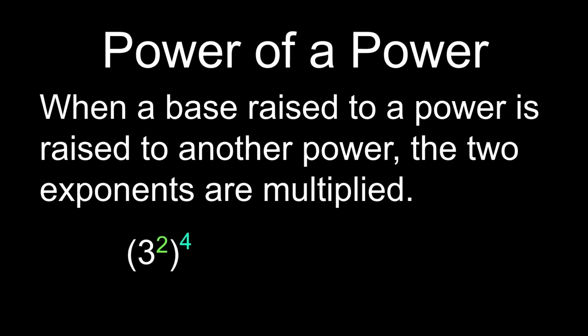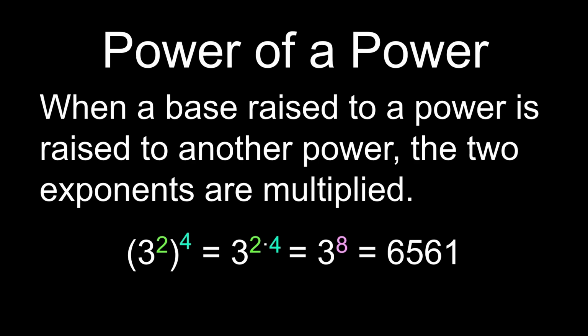If we have 3 squared raised to the fourth power, then we're going to keep our base of 3, and we will multiply our two exponents. So 2 times 4. This gives us 3 to the 8th power, because 2 times 4 equals 8. And 3 to the 8th power is equal to 6,561.